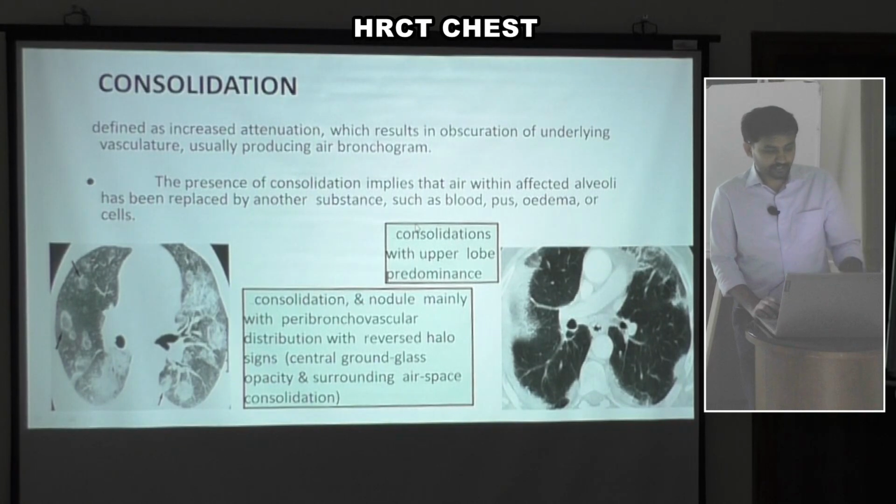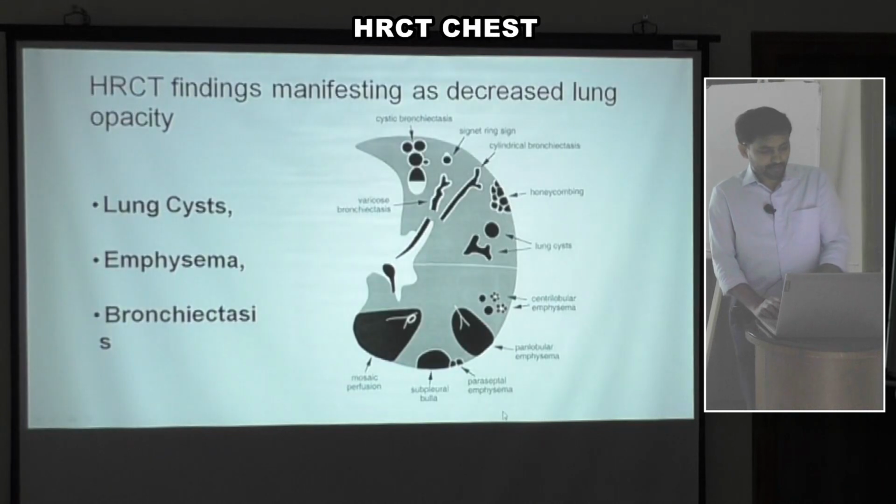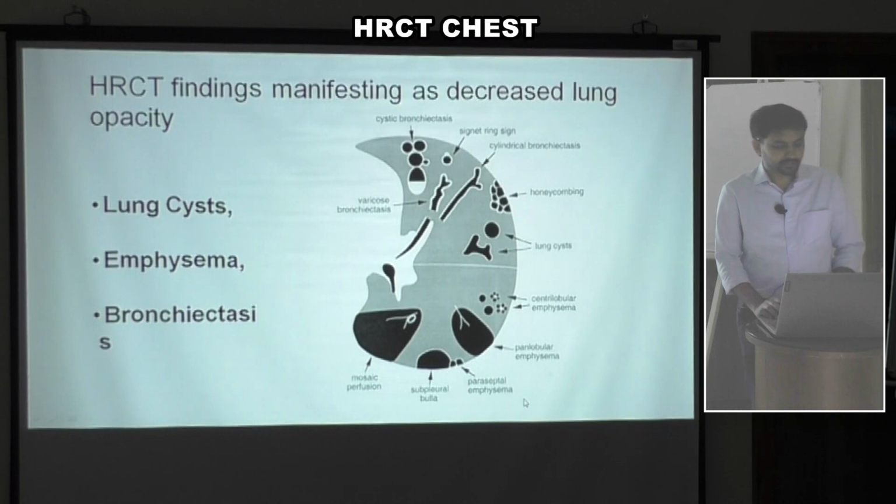I already told you consolidation, obscuration of underlying air bronchogram, and it usually appears as white patches, and it depends on the distribution. Especially in COVID, we used to see basal and subpleural predominance distribution of consolidation patches, and in pulmonary edema there will usually be subpleural sparing. All of these patterns represent increased lung attenuation.